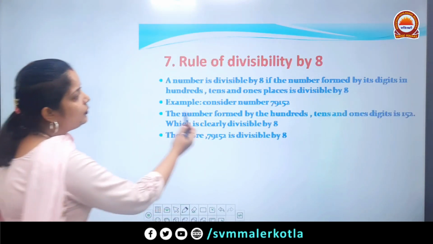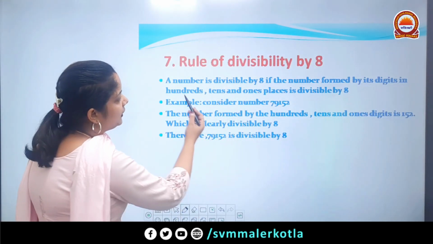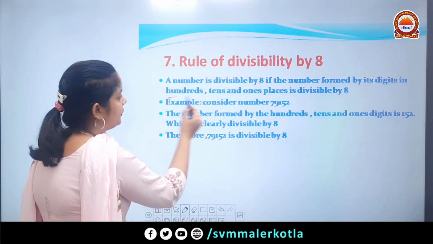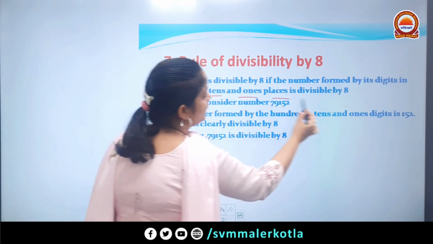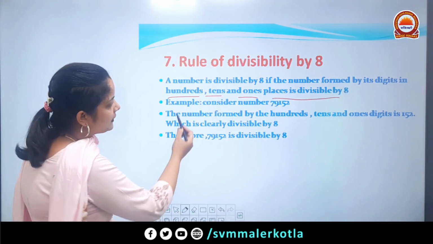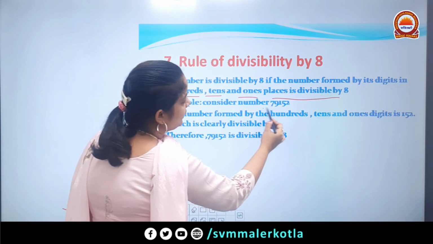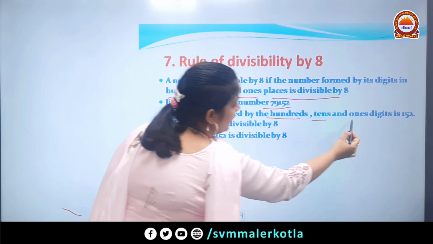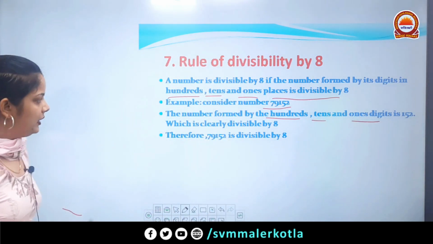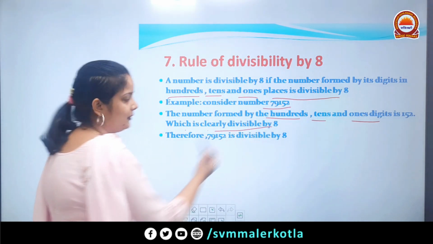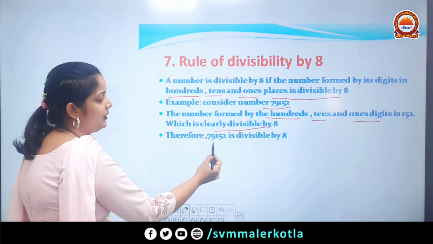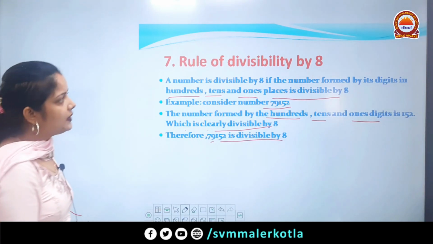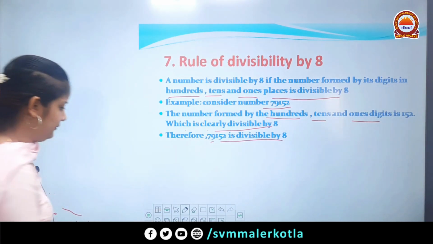Next, rule of divisibility by 8. A number is divisible by 8 if the number formed by its digits in the hundreds, tens and ones place is divisible by 8. For example, consider the number 79152. The number formed by the hundreds, tens and ones digits is 152, which is clearly divisible by 8. Therefore, 79152 is also divisible by 8. So, this is the divisibility rule by 8.